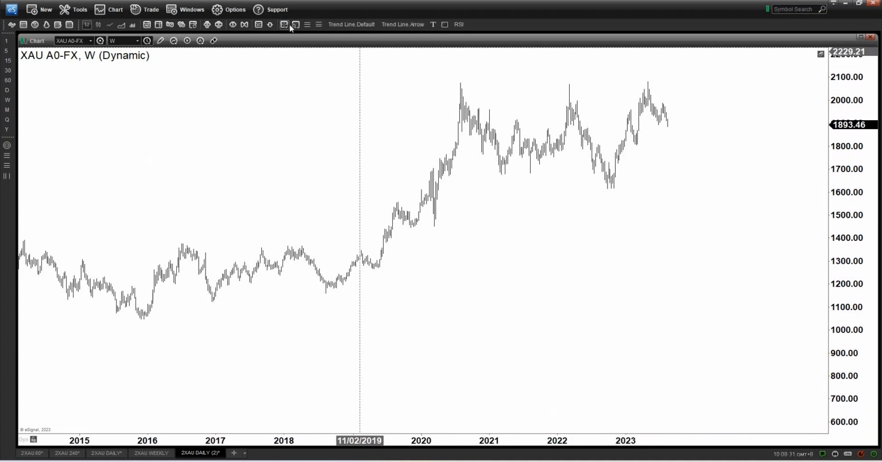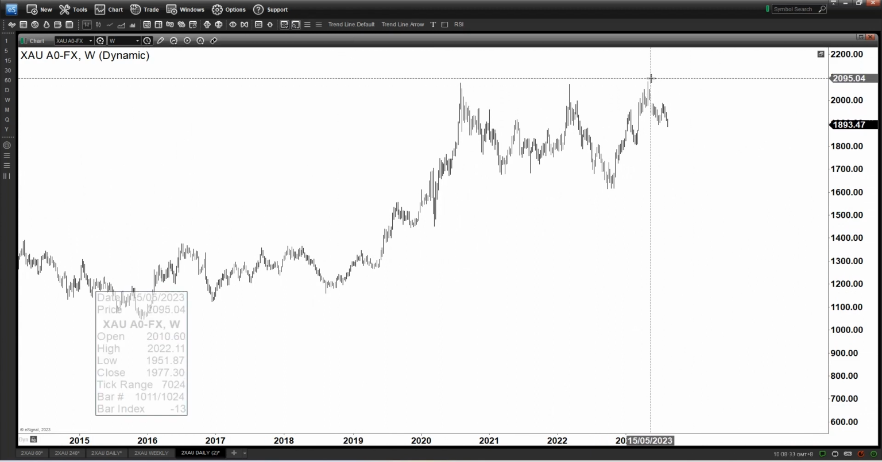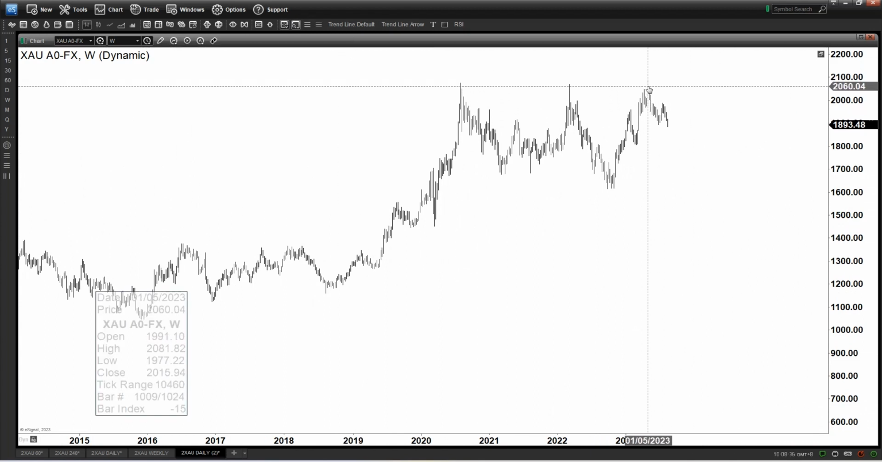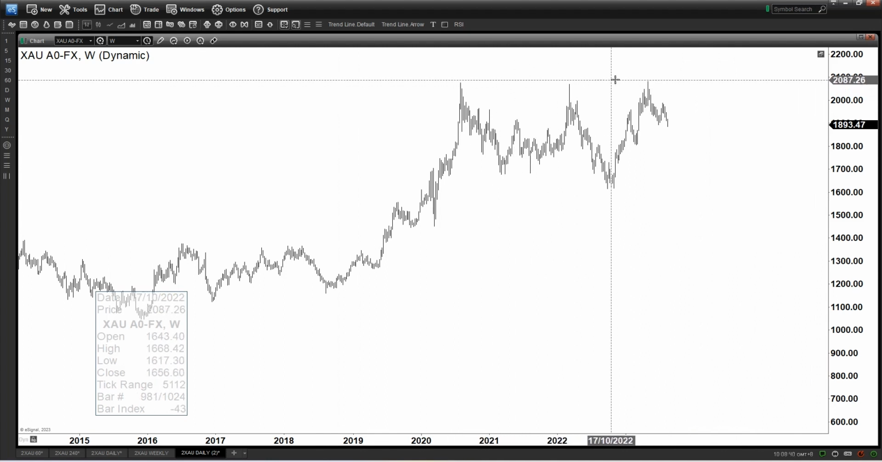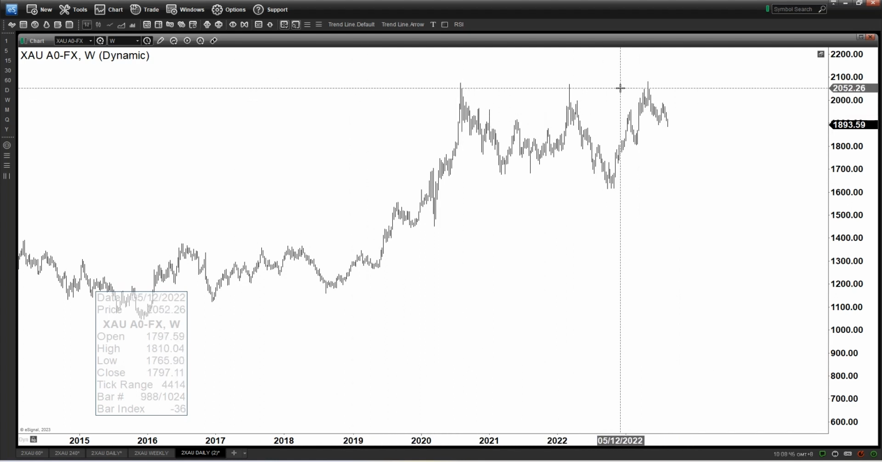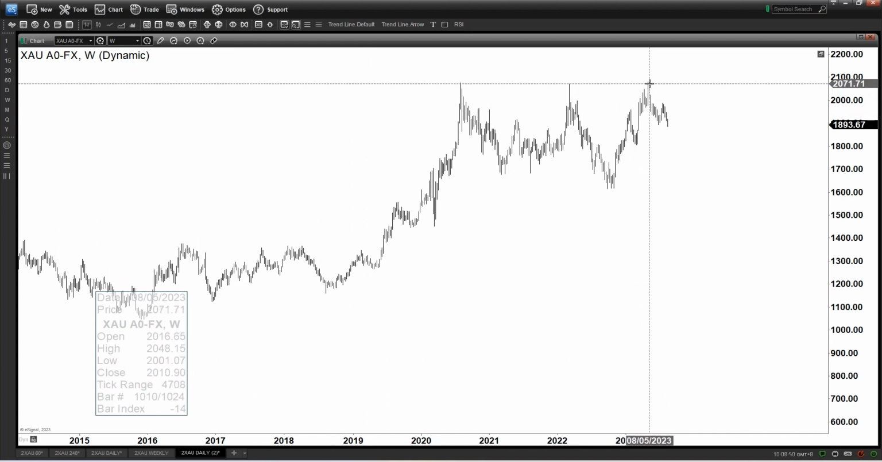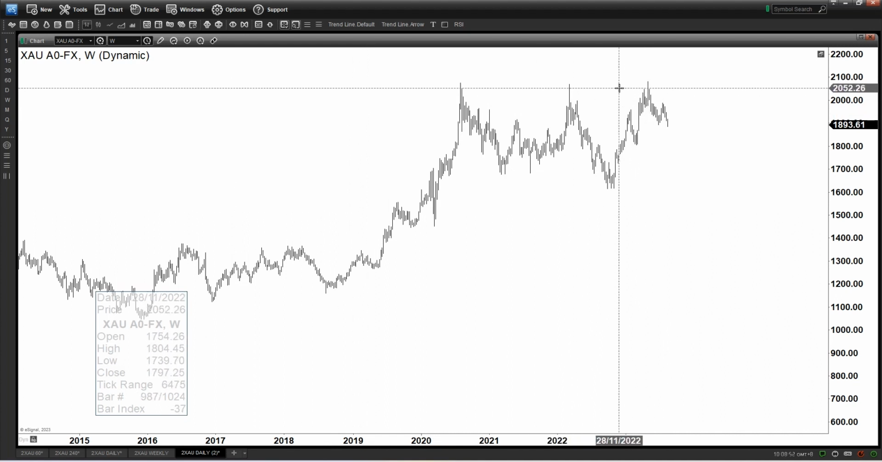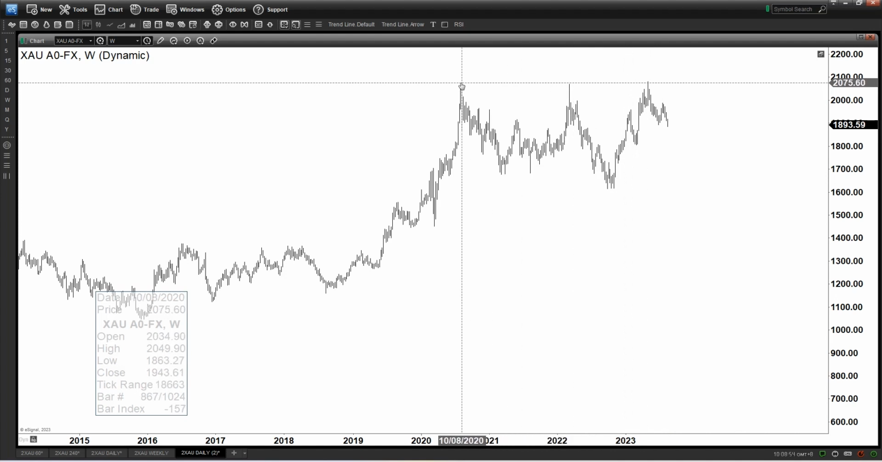spot gold actually broke to new high. So this peak here in May this year is an all-time high against the US dollars in spot gold. Now if you look at the gold futures, then it has not made a new high, but spot gold already did make a new all-time high. It broke all the previous peak here.